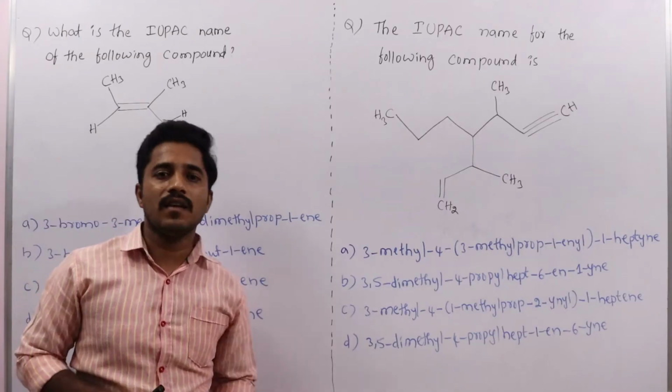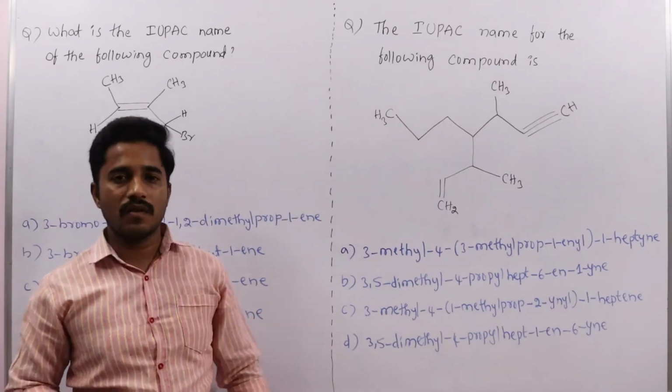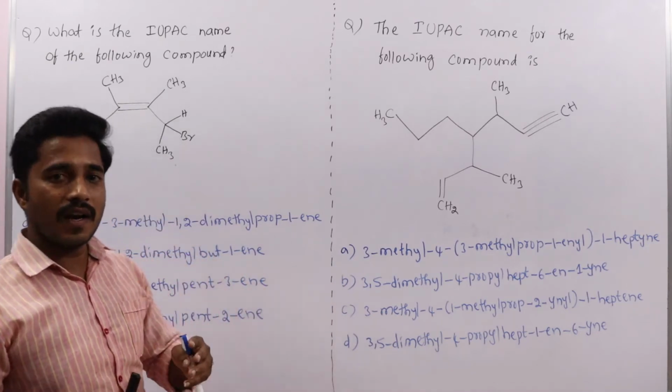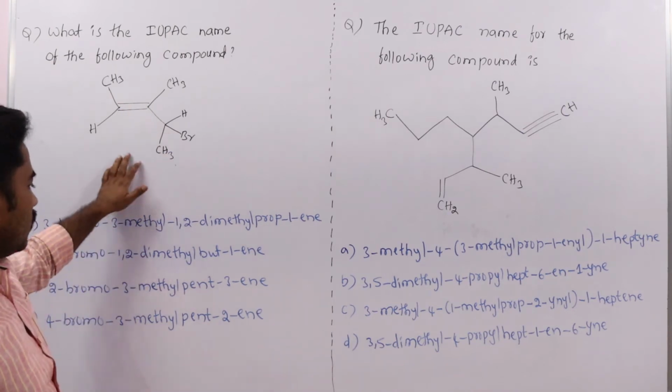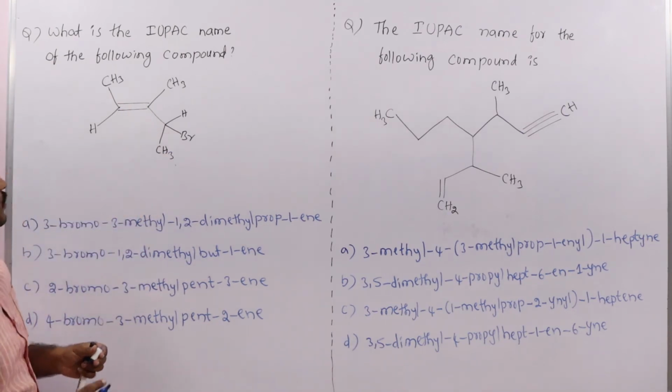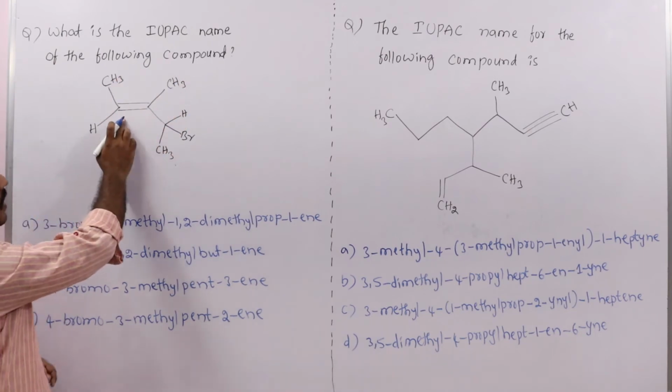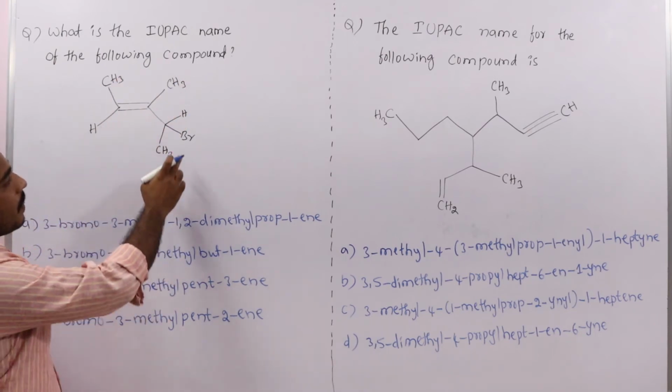Let us see the next question on IUPAC which came in NTA 2019. Let's see the remaining questions. What is the IUPAC name of the following compound? In the compound given, this compound contains one double bond and a Br.